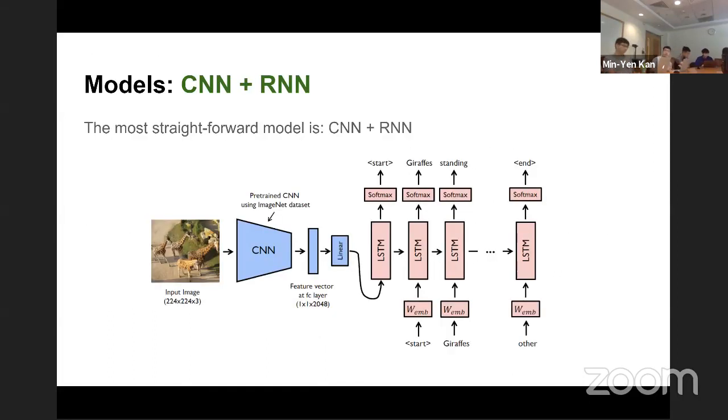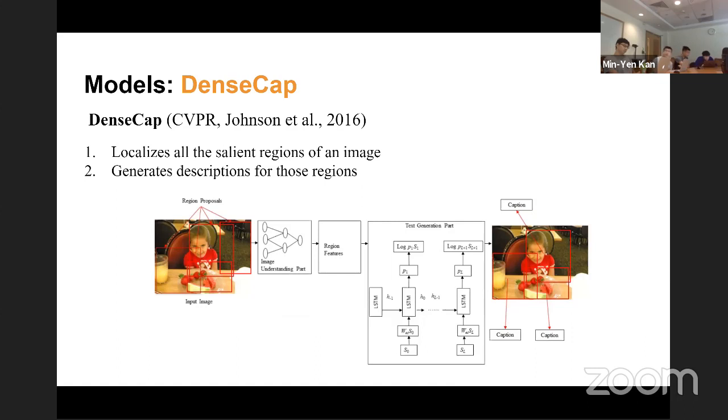For the first category, a very typical one is this. It's very simple. It's CNN plus RNN. Just use a CNN to encode the image and then feed the image features to the RNN language decoder and then generate the image caption. I think this is like a toy model. For dense captioning, there is a model published in CVPR 2016. It's also from the same group as Visual Genome. It's called DenseCap.